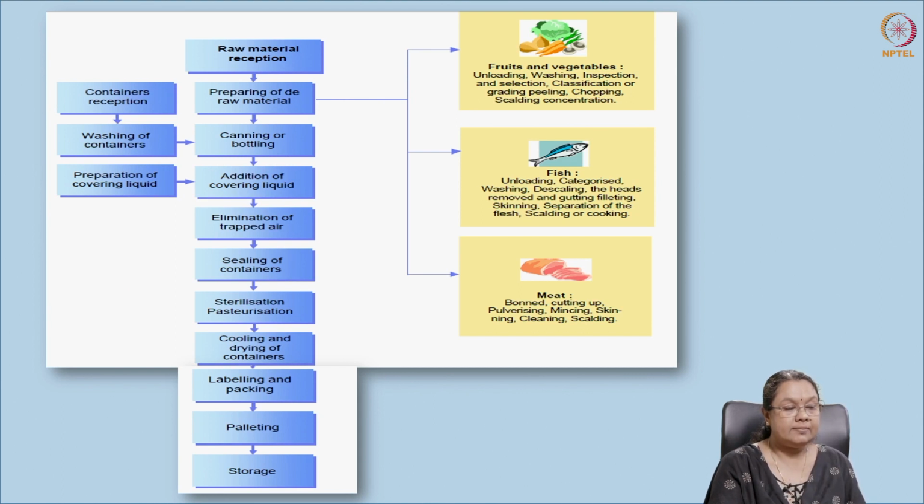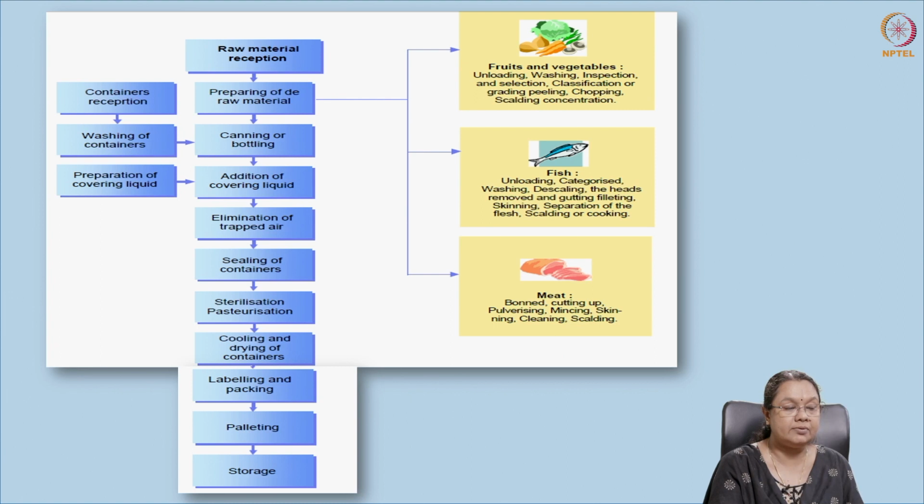This is a general step and it is the same for almost all products, whether it is fruits or vegetables or fish or meat. So the first step includes raw material reception. After receiving the product, it is prepared for canning. If it is fruits or vegetables, it needs to be cleaned. The unwanted parts and dirt need to be removed. If it is fish, the degutting or deheading needs to be done. So it's again a cleaning process, and in the same way in meat also, the cleaning process.